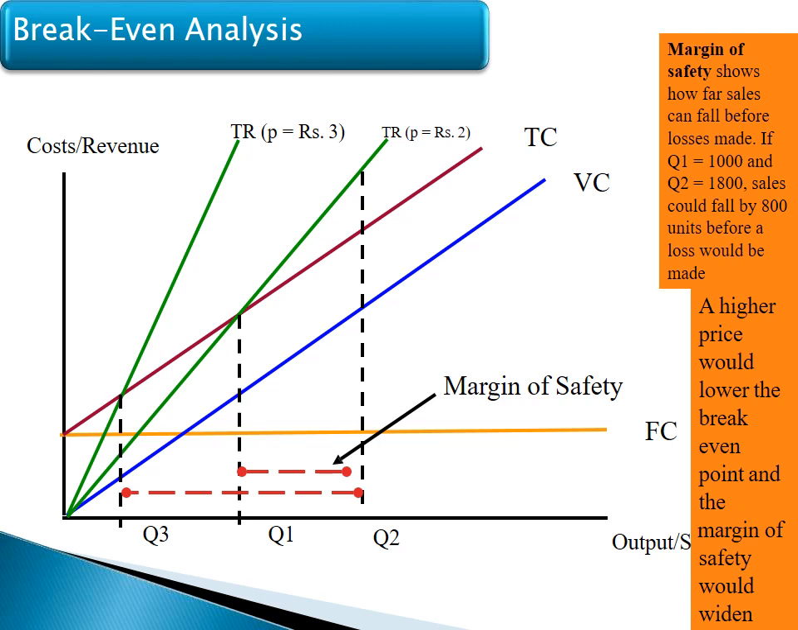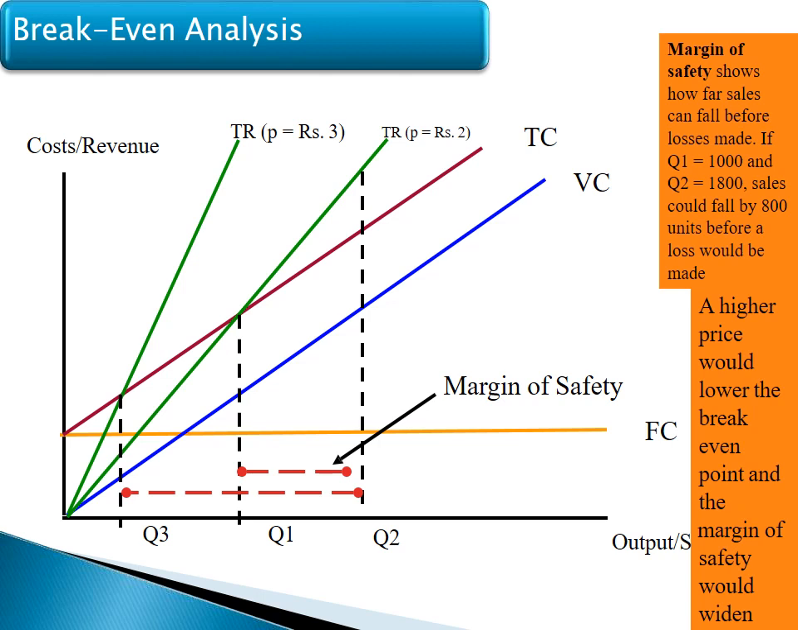Next, break-even analysis diagram. When you are getting the revenue in that process, there will be total cost, variable cost and fixed cost. The margin of safety occurs from Q1, Q2 and Q3, with TR for the margin of safety. It shows how far the sales can fall before losses are made. So if Q1 is 1000 and Q2 is 1800, the sales could fall by 800 units before a loss would be made.